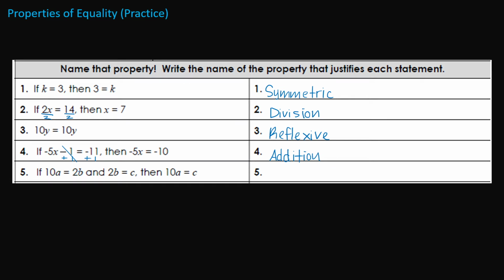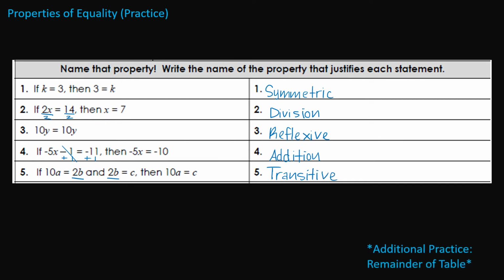And number 5, if 10a equals 2b and 2b equals c, then 10a equals c. So let's take a look. I am seeing some things in common here. I see that 10a equals 2b. I also see that c equals 2b. So that means if we substitute, we see that 10a also equals c. This is the transitive property in a nutshell. This is the transitive property.